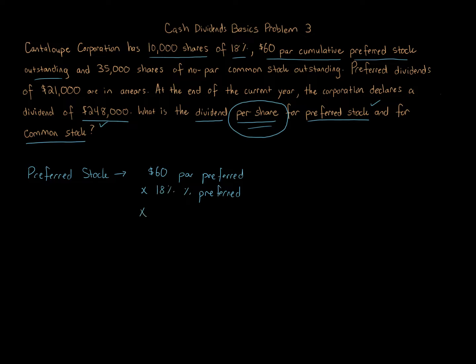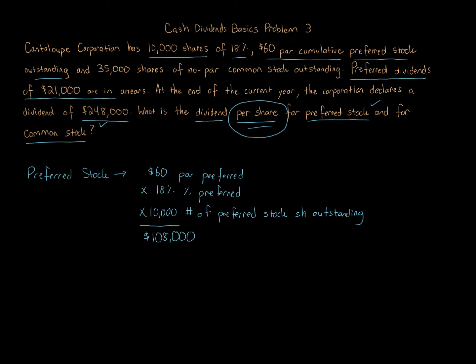And then finally, what do we multiply by? You want to stop and think about it? I'll just go ahead and tell you. It's the number of preferred shares outstanding. Remember, for dividends, we always use the number of preferred stock shares outstanding. Outstanding is what we focus on, not issued, not authorized. We're told there are 10,000 shares outstanding. We multiply these three numbers together, and we get the total amount for the preferred for each year, which is $108,000 per year.